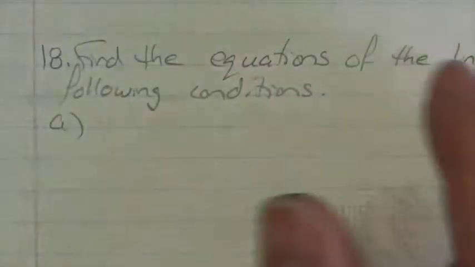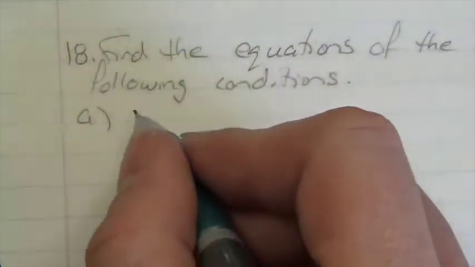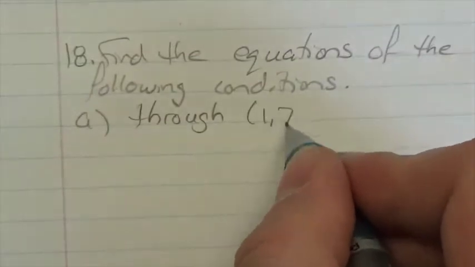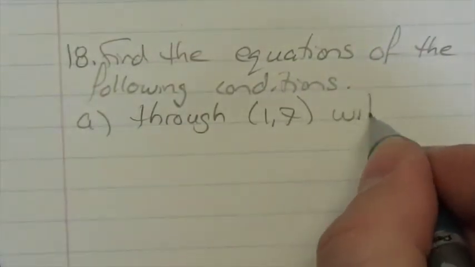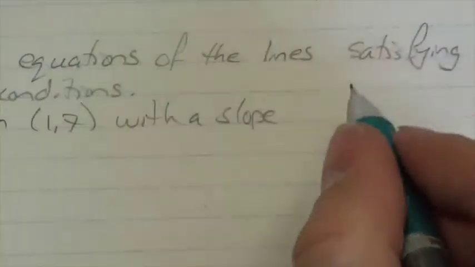In this final question, we will practice finding the equation of a line given different bits of information. All right, now for this question here, we're being asked to find the equations of the lines that satisfy the following conditions. Okay, so we're just going to grab a bunch of these here. So let's say we are looking for the line that travels through the point (1, 7) with a slope of 2/3.